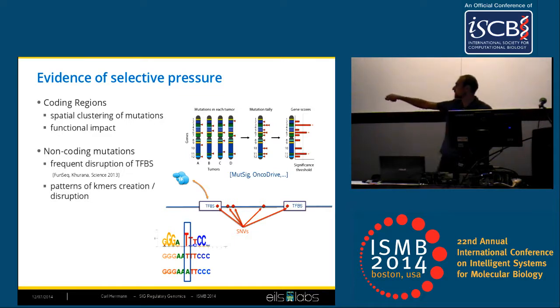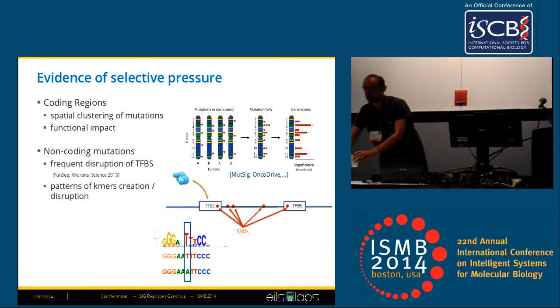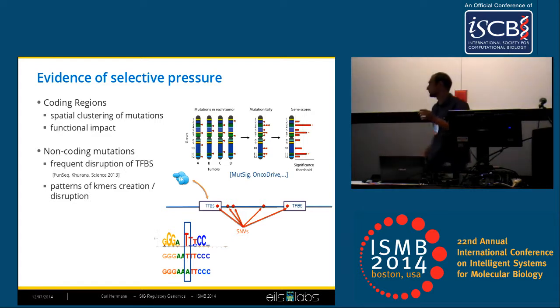But we also developed an alternative, complementary approach based on patterns of k-mers that are created or disrupted by these non-coding mutations. Basically, a mutation might affect a binding site, hit an important nucleotide and disrupt the binding site. But of course, the reverse might also happen: a mutation might create a new binding site. This is the example of the TERT promoter mutation that was widely shown in several cancer genomes.